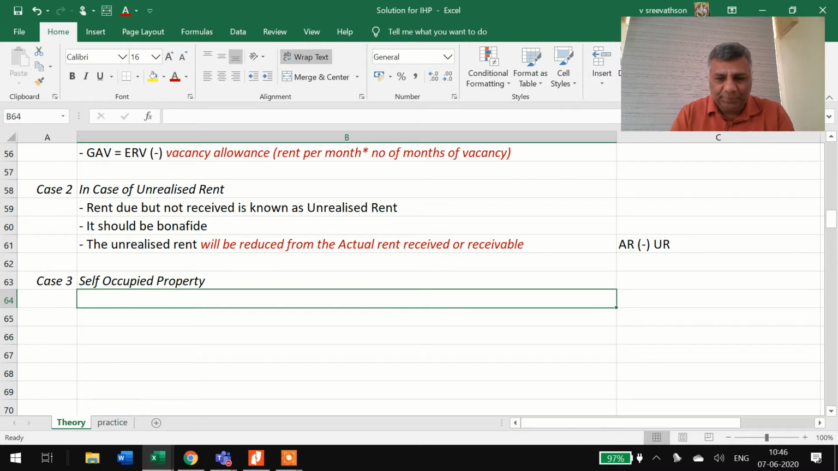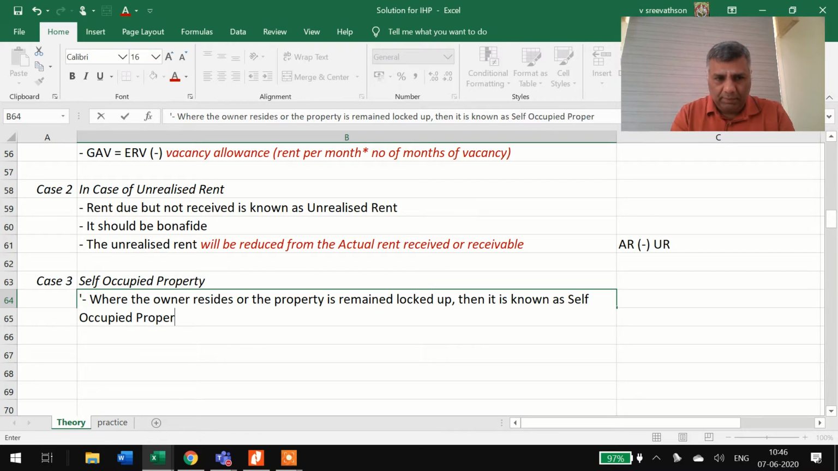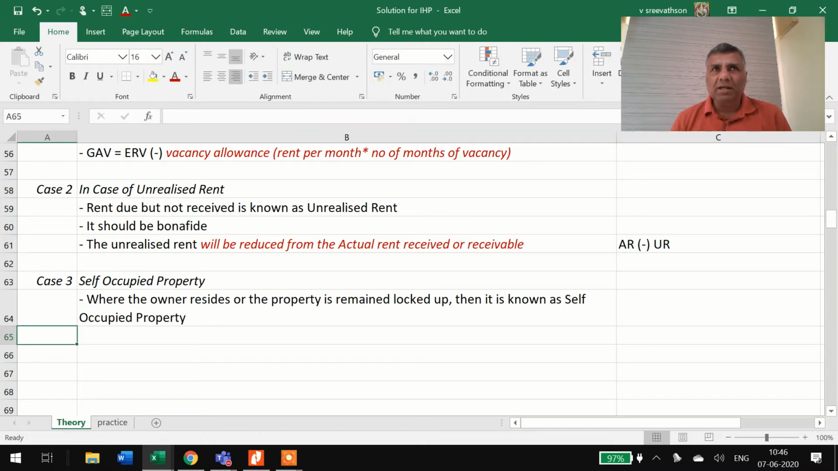Where the owner resides or the property is remained locked up, then it is known as self-occupied property.